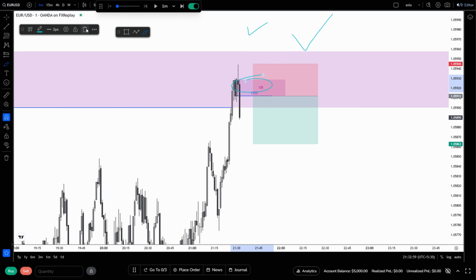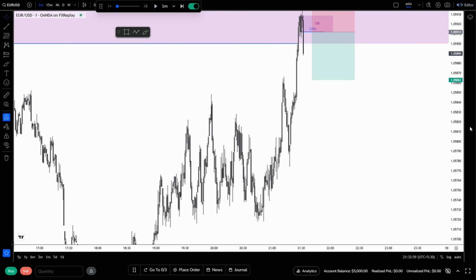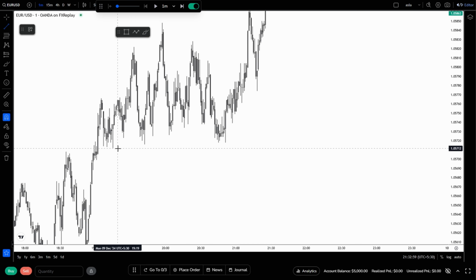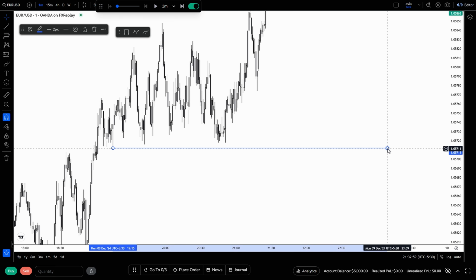For my stop loss, I place it above the recent high to keep the trade protected. For targets, I don't overthink it. I usually target these equal relevant lows that are sitting below price.